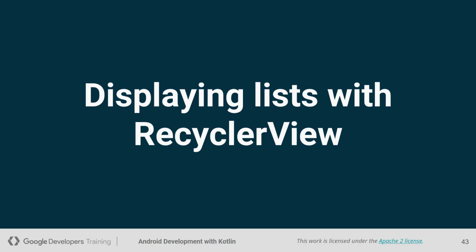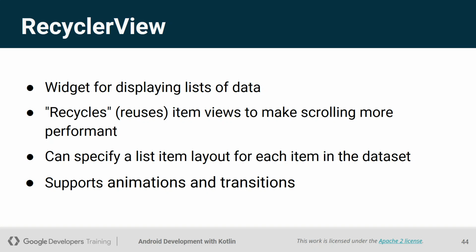Email, for it to display all the emails, whether it is the inbox, sent, or whatever, they are displaying them in a list. Or if you are having an online shop and you are displaying the items in your shopping cart area, then they are displaying a list. So recycler view is a widget for displaying a list of data, and it allows you to reuse item views to make scrolling more performant. It allows scrolling up, down, left, and right.